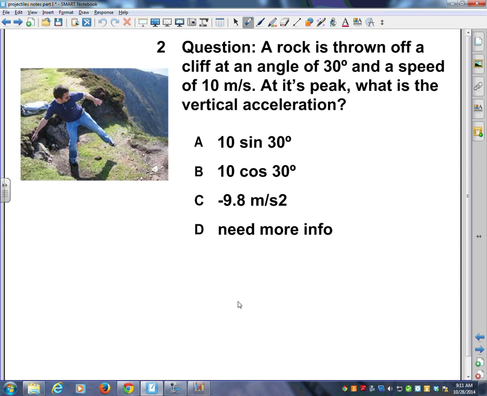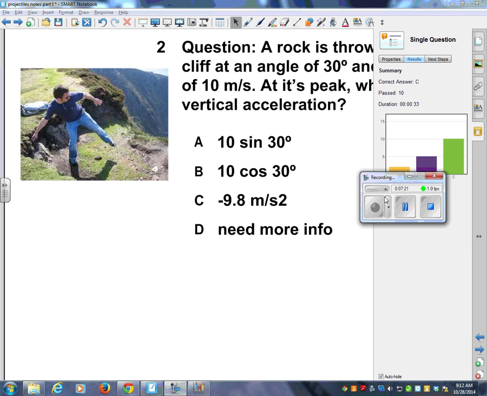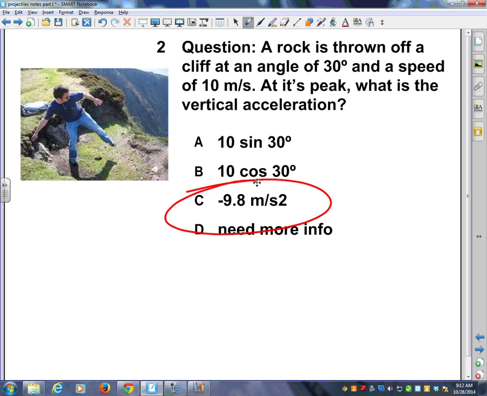At a speed of 10 meters per second. At its peak, what is the vertical acceleration? I think we went through this yesterday. Answer is C. What is the vertical acceleration? The vertical acceleration always remains minus 9.8. You cannot turn gravity off.